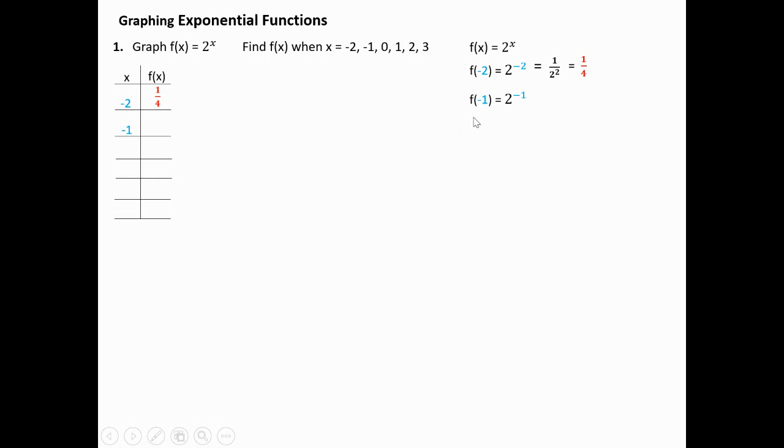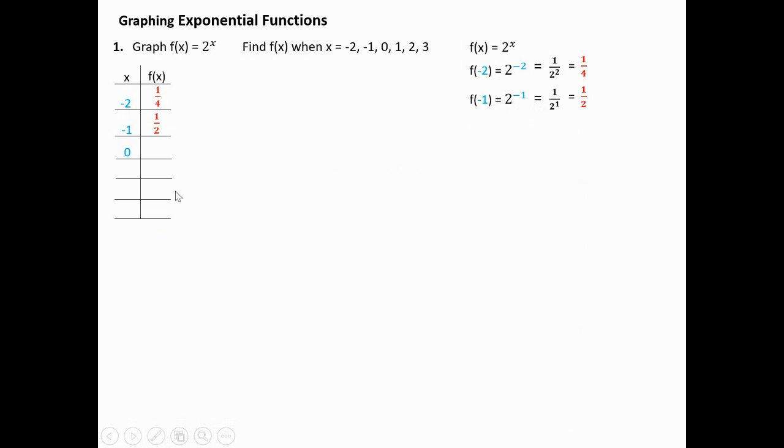Now we're going to do it for f of -1, when x equals -1. We plug in -1 where the x is on the original function, which equals 1 over 2 to the first power, which is equal to 1/2. If you have a calculator, you can put it in just the way it is, 2 to the -1 power. It's going to give you 0.5, and then you know it's going to be 1/2.